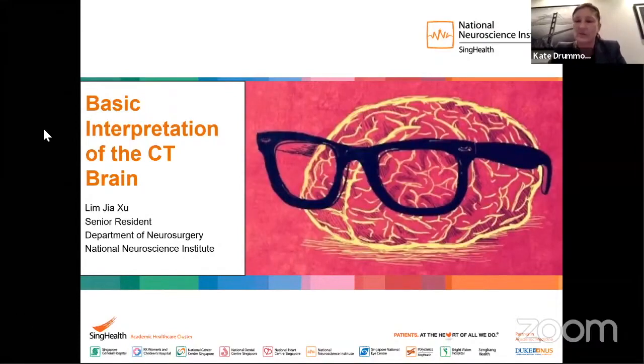Now, I must point out that this was something that flummoxed me for quite a long time as a junior resident. So I think getting a system for interpreting CT scans of the brain and practicing it is most important. So I'm looking forward to this. I might learn something.